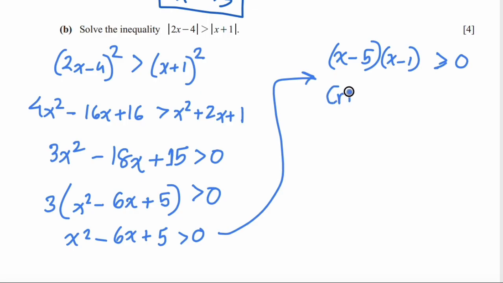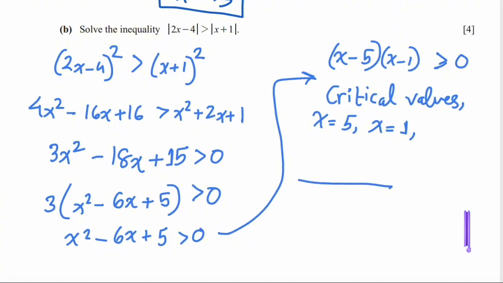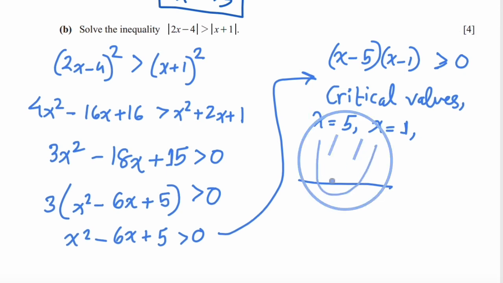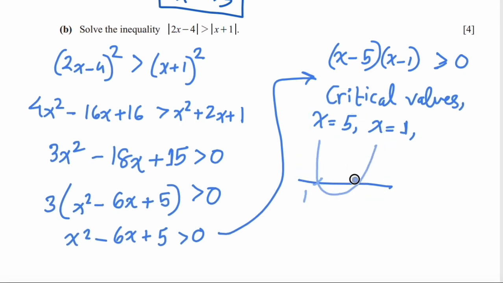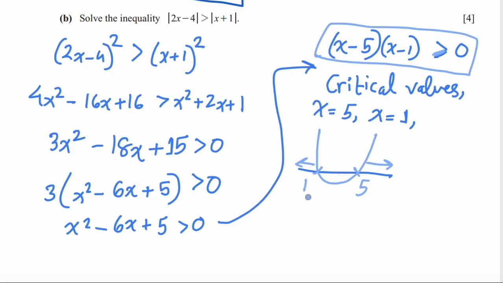So our critical values are x equal to 5 and x equal to 1. So now let's draw the curve that we are gonna get over there. This is a smiley face, and this value is 1 and this value is 5. Now it is written greater than 0. When is our curve greater than 0? It is greater than 0 when it is on the left side of 1, and it is greater than 0 when it is on the right side of positive 5. Wait, that is not minus 1, that is positive 1.